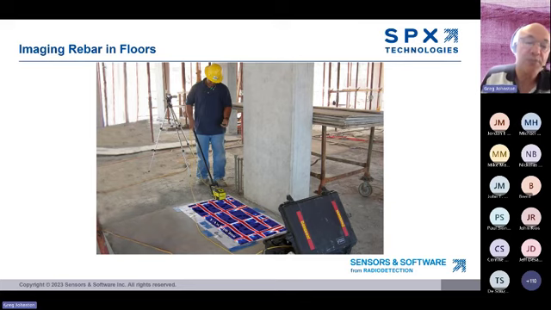This example shows the concept of collecting the data on the floor and you can see the rebar in the depth slice that's displayed on the floor photo.